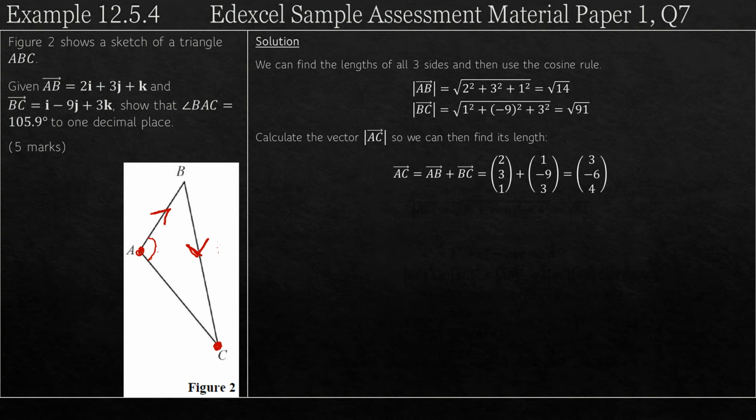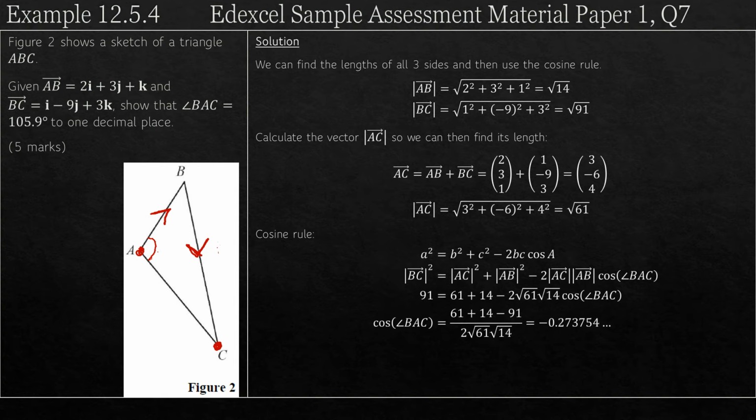Now we have the vector AC, we can find the length AC. So we have the three lengths of the three sides. Don't turn them into rounded decimals, leave them exact. We're now ready to use the cosine rule. I'm not going to go into the details of rearranging this, but there is the cosine rule at the top, and then we sub in everything we know and rearrange it.